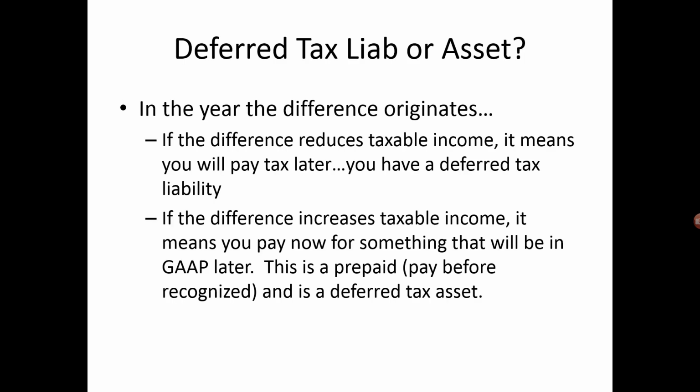So the rule is in the year that the difference originates, so when it starts, when you buy an asset or when you receive the rent in advance or whatever the transaction is, if the timing difference reduces taxable income, you're going to have to pay later and you have a deferred tax liability. If that timing difference in the year it starts increases taxable income, it means you're paying now for something that'll arrive in GAAP later. And so that's prepaid.